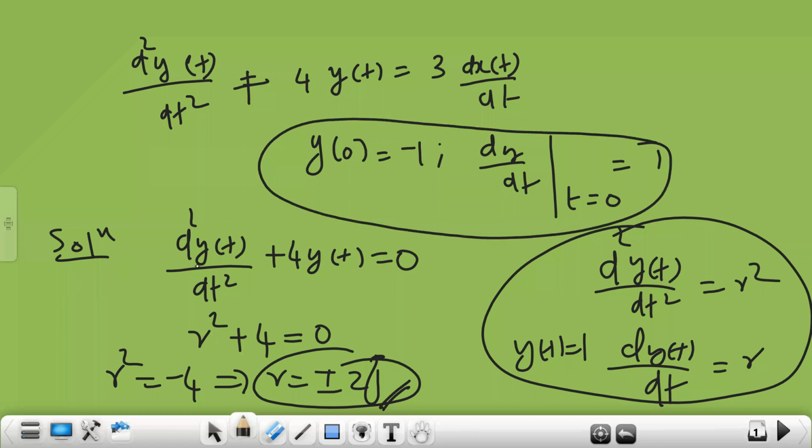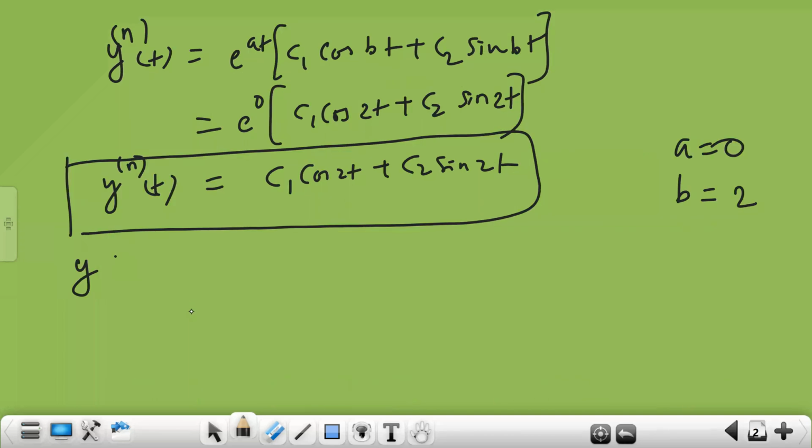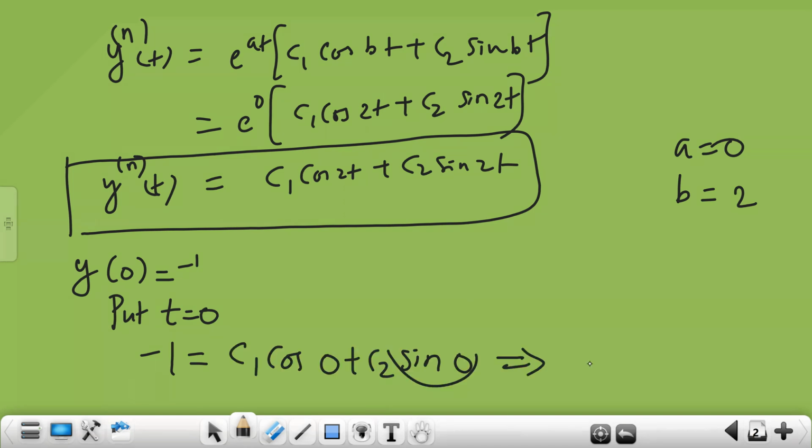So for that put t is equal to 0. So -1 is equal to C1 cos 0 plus C2 sin 0. You know that sin 0 is 0 and cos 0 is 1. So from this, this will get cancelled, isn't it? So C1 is equal to -1.